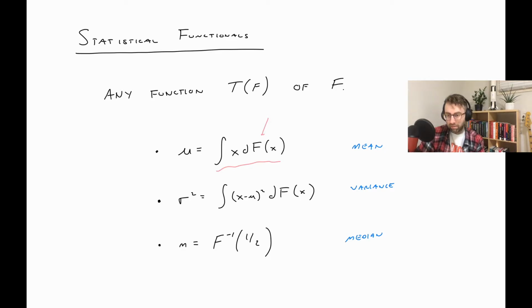Similarly, we have the variance, and we could also consider the median. The median is just if you invert the CDF and then insert the probability 1/2, it'll output the value that gives you half the area to the left of it. So those are all functions of f, the distribution. Those are what we call statistical functionals, and we would like to estimate them.